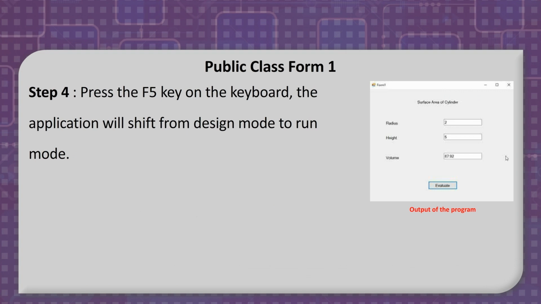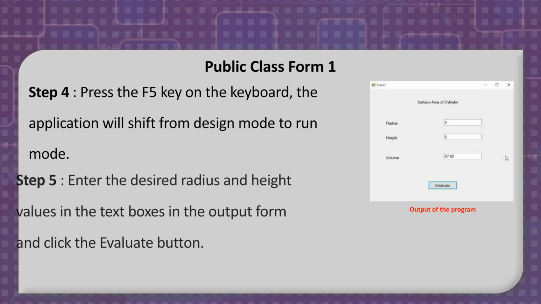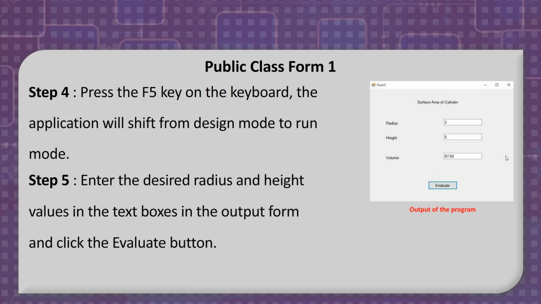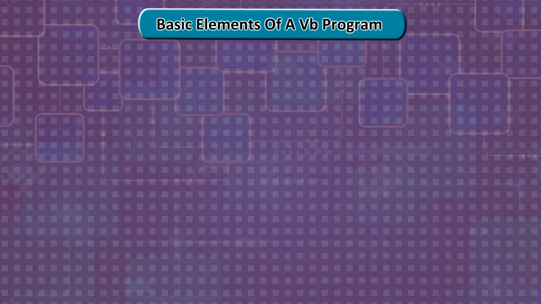Step 4. Press the F5 key on the keyboard. The application will shift from design mode to run mode. Step 5. Enter the desired radius and height values in the text boxes in the output form and click the Evaluate button.